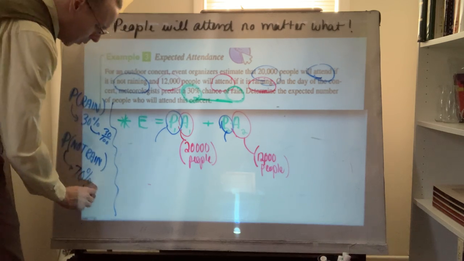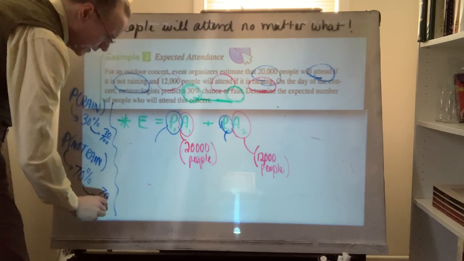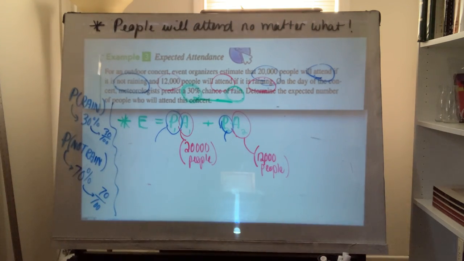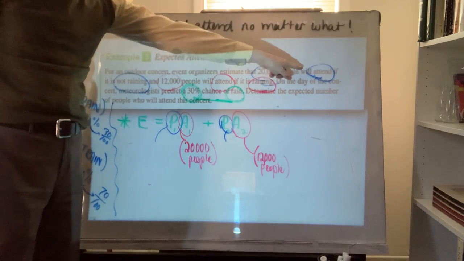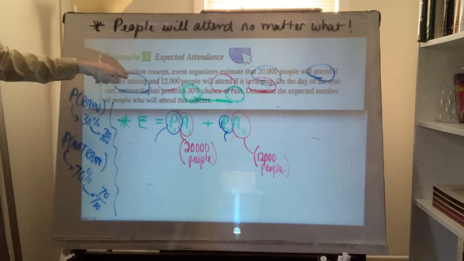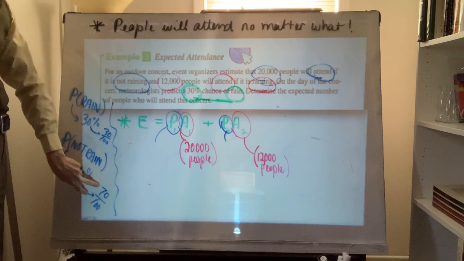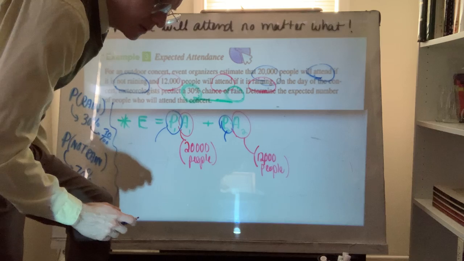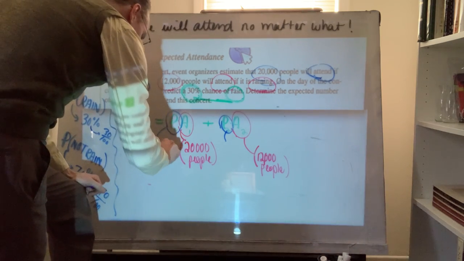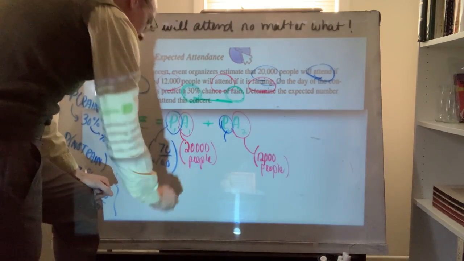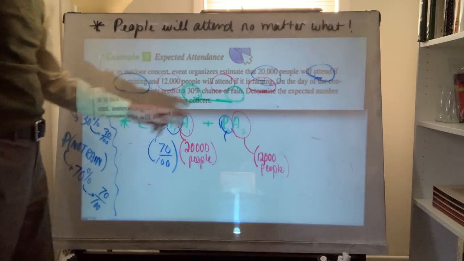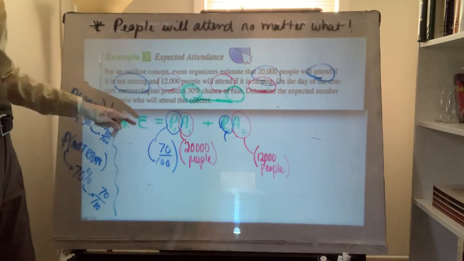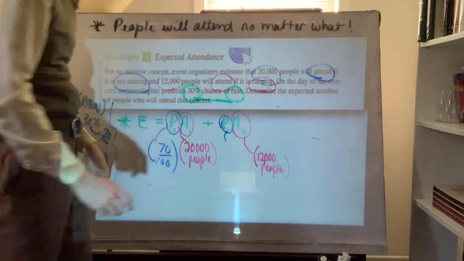All right. Now, we're going to basically use 30/100 or 70/100 either here or here, but we have to be careful which is where we place it. This figure of 20,000 is the people who will attend if it's not raining. So the probability here has to be 70%, right? So 70 over 100. This figure of 12,000 who will attend is if it is raining. So we're going to use this probability of 30 over 100 here.